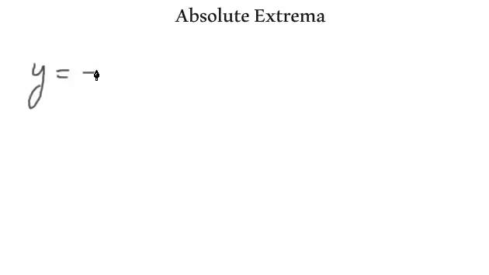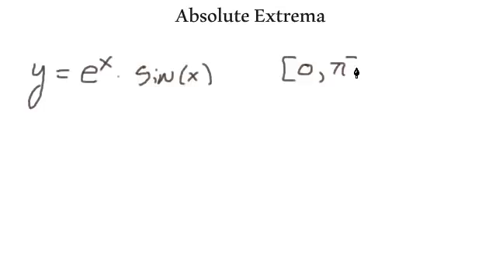y is equal to e to the x times sine x. Working with some trig functions, and it looks like an exponential function there. We're on the closed interval between 0 and pi. So the first thing I'm going to do is take the derivative of this thing. So y prime is equal to, which means we're going to use the product rule.